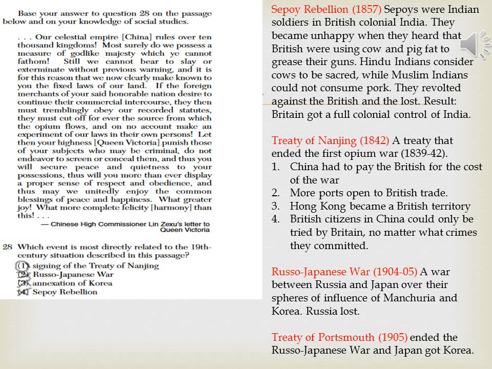And let's see, the Russo-Japanese War, 1904-05. It's a war between Russia and Japan over their spheres of influence in Manchuria and Korea, a war which Russia lost. And there was a Treaty of Portsmouth in 1905, which ended the Russo-Japanese War.